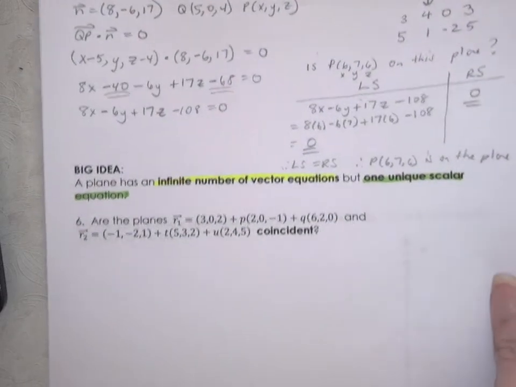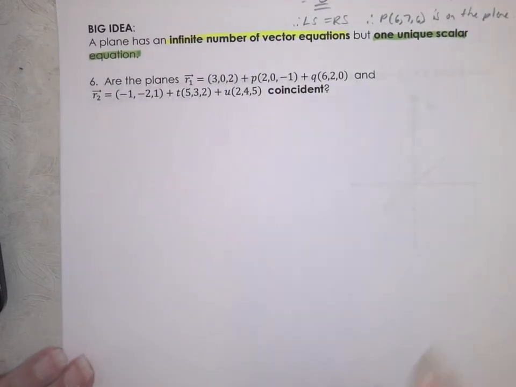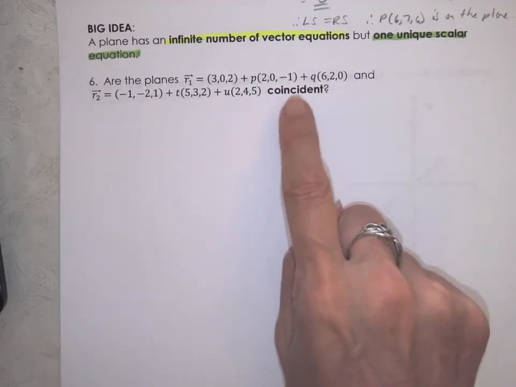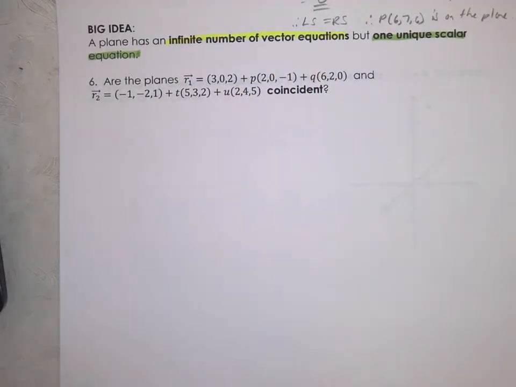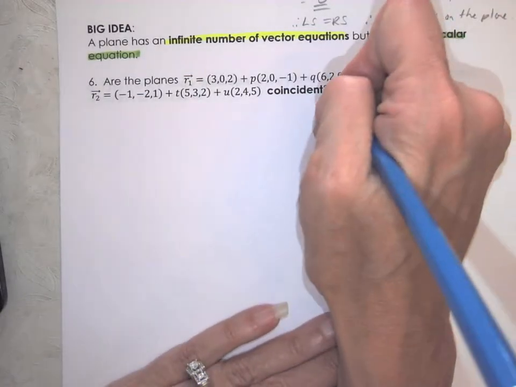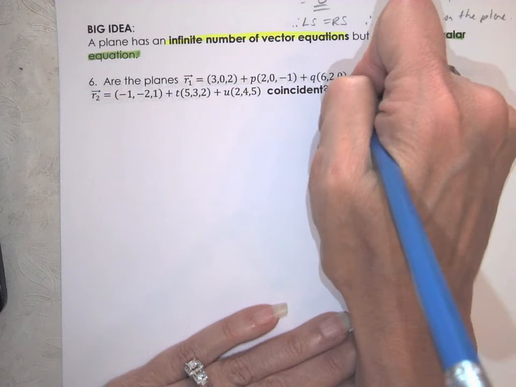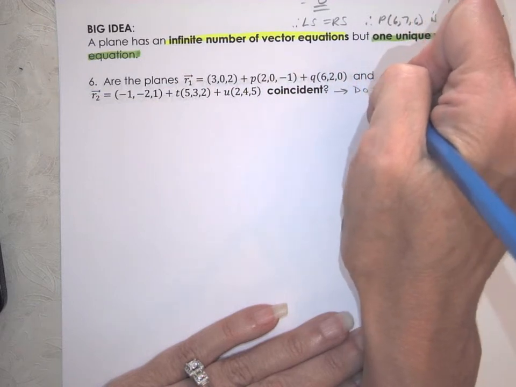So question 6, are these planes, and they're both given in vector form, are they coincident? Are they actually just two different ways of writing the same plane? So we can use this big idea to figure out whether this is true or not. We can find the scalar equation of each plane and see if they have the same scalar equation. So that could be one tactic we would take. Do they have the same scalar equation?